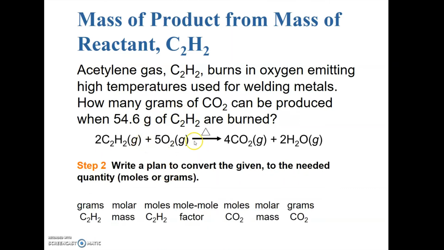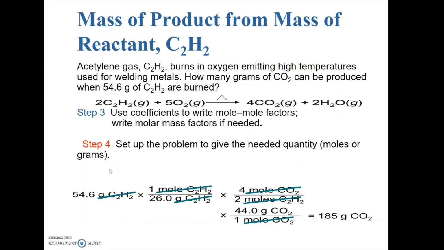Since we have a balanced chemical equation, then we can set up our plan. Our plan is to go from the mass of the C2H2 to its moles using the molar mass. After we get the moles of C2H2, we can use a conversion factor that can be set up from the balanced equation to go from mole to mole. Then after we go from mole to mole, we get the moles of CO2. Then we can use this molar mass to get the mass of the CO2.